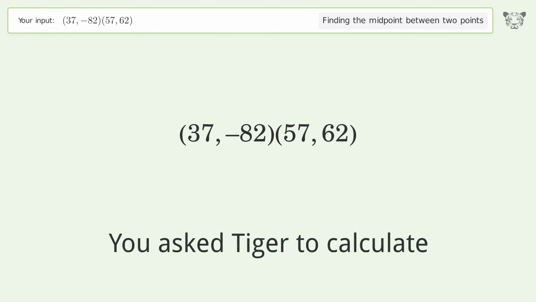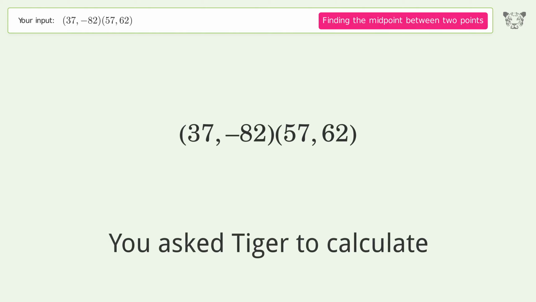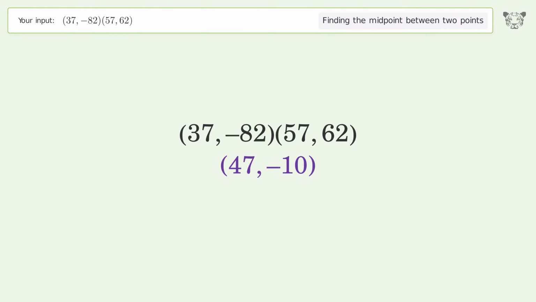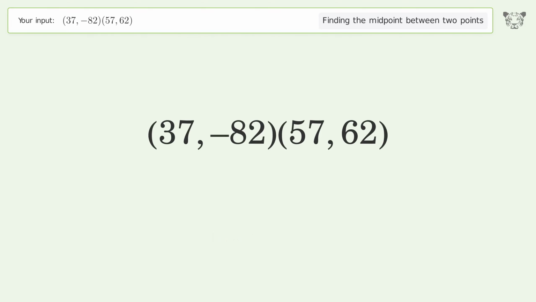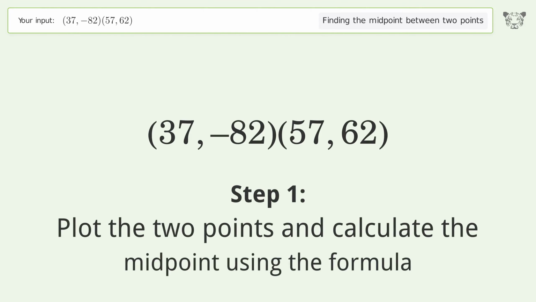You ask Tiger to calculate. This deals with finding the midpoint between 2 points. The midpoint between the 2 points is 47, -10. Let's solve it step by step. Plot the 2 points and calculate the midpoint using the formula.